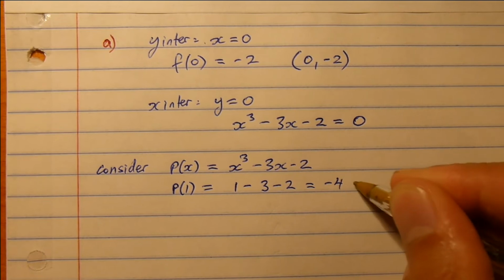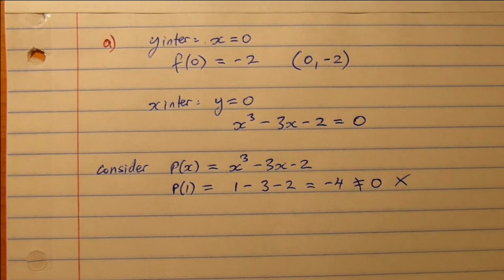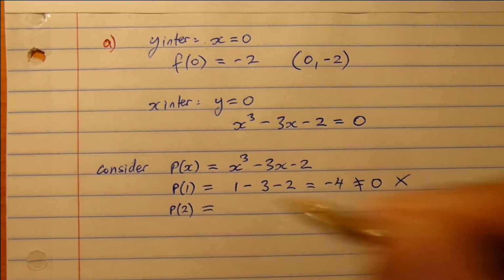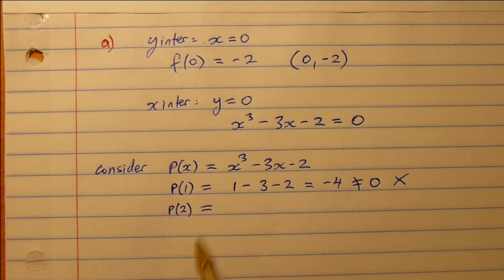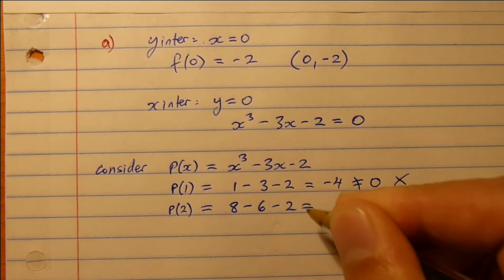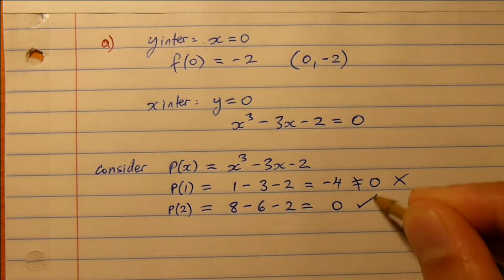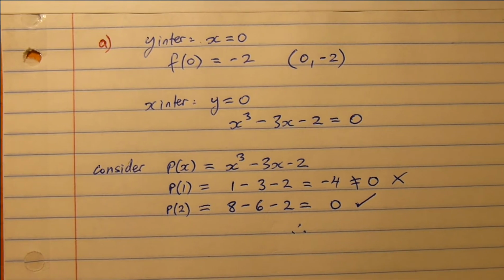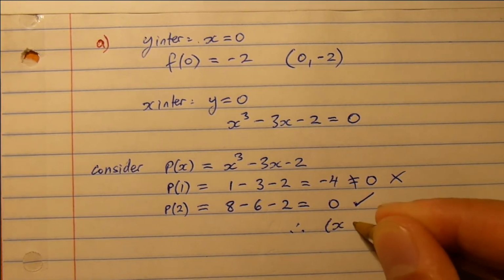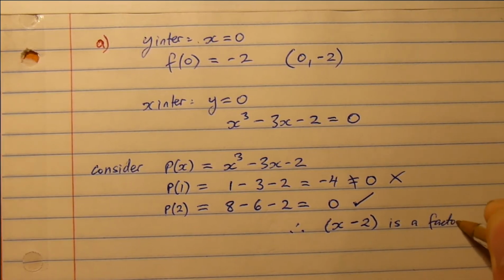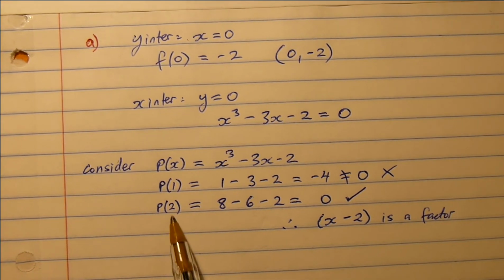That actually equals negative 4, which is not 0. So that doesn't work. Maybe I'll try 2 next. This is just a trial and error process. So 2 would give me 8 minus 2 by 3 is 6 minus 2, and hey, what do you know, this is 0. Okay, great. So using this rule, therefore x minus 2 is a factor. Okay, so I've subbed in positive 2, but it's the x minus 2 which is the factor.